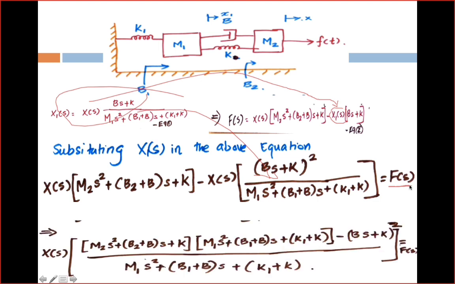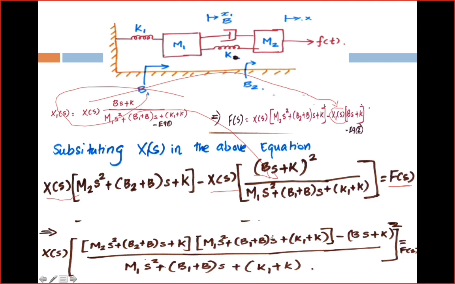Now we have to rearrange, or cross multiply, whatever you want. Why do we need to find the transfer function? Transfer function is x of s by f of s. So we have this equation, it consists of x of s as well as f of s. We have to rearrange these equations by cross multiplication, etc., to determine the transfer function. Here the common term is x of s. So you can take this x of s outside.